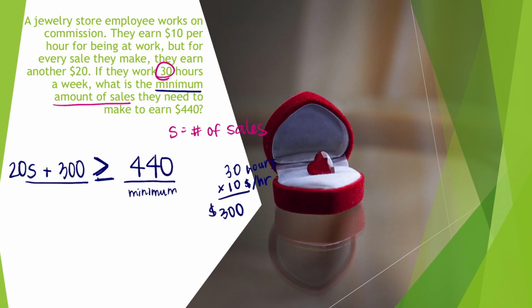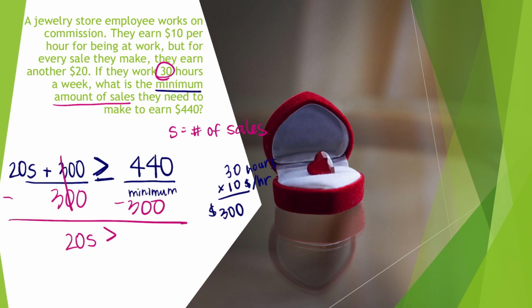Okay, so let's go ahead and solve it. So I would subtract 300 from both sides. So now I have 20S, because that cancels out, is more than or equal to 140. And then I'm going to divide both sides by 20.